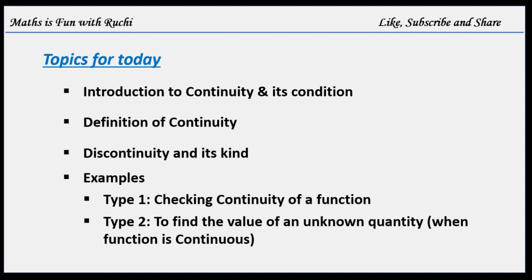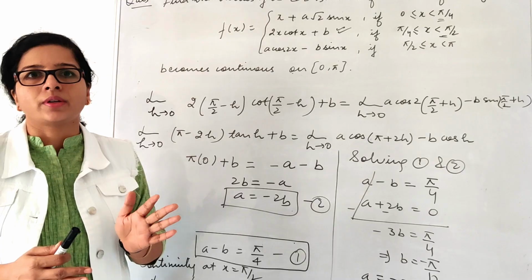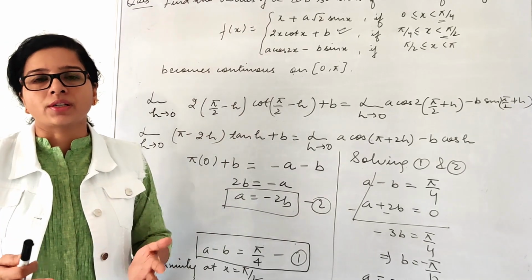Today we learned introduction to continuity and its condition, definition of continuity, discontinuity and its kinds, examples. There are two types of example. One is checking the continuity of a function and second is to find the value of an unknown quantity when the function is continuous. So that's all for the topic of continuity.